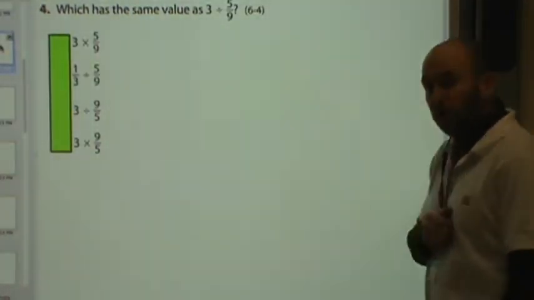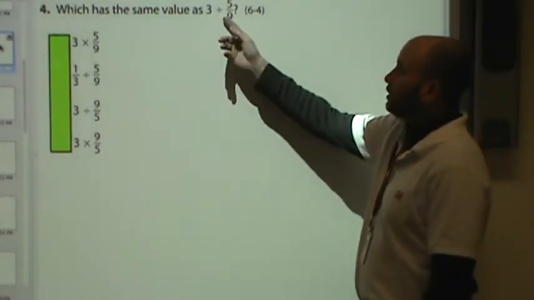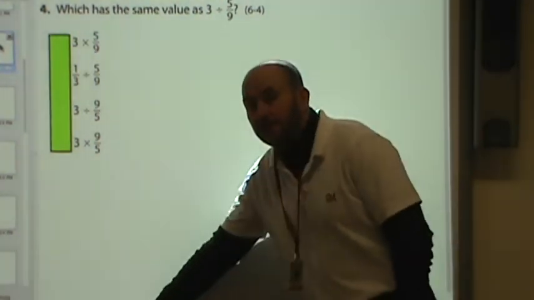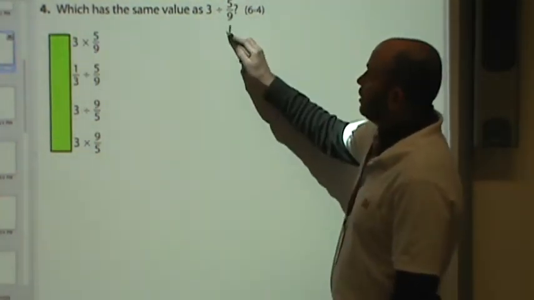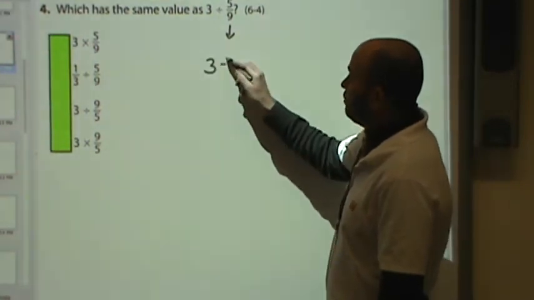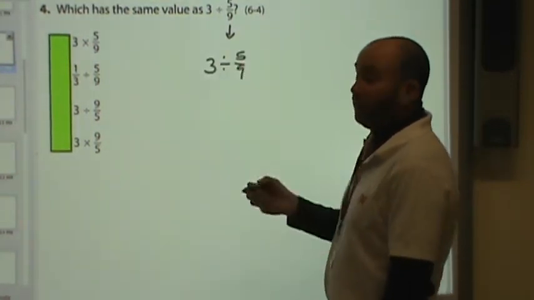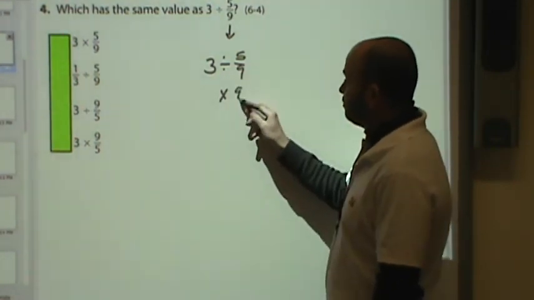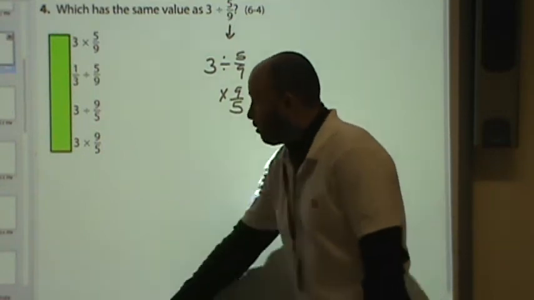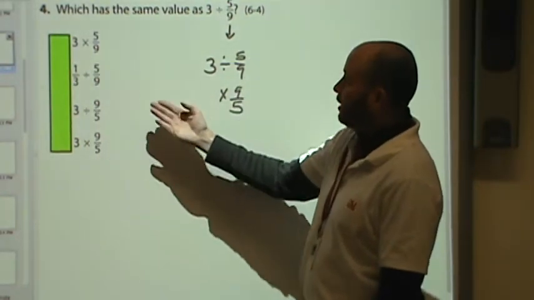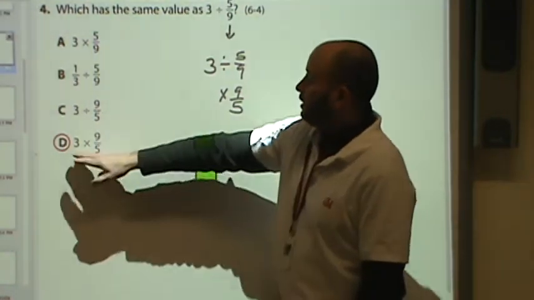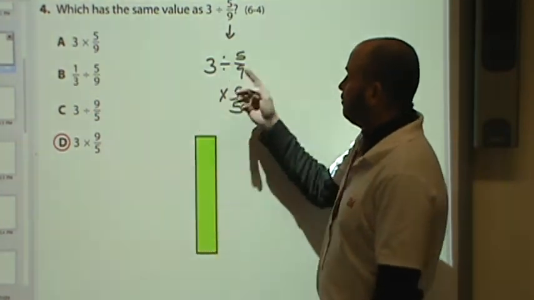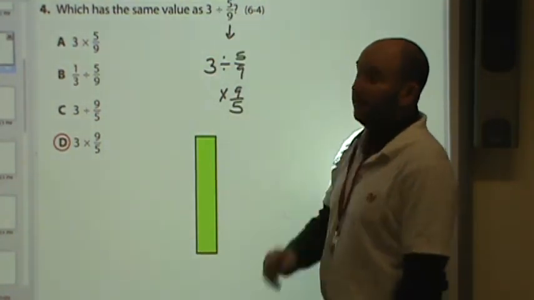Number 4. Which has the same value as 3 divided by 5/9? Well, in this situation, you simply need to look for the problem that matches. In order to divide, you'd have to turn this to multiplication and use a reciprocal. The problem that has that same pattern would be number 3, because you have 3 times 9 over 5, which is the reciprocal of 5/9.